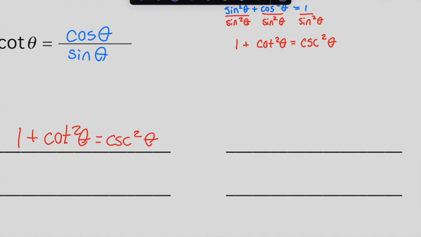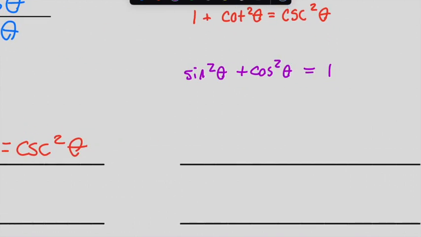Next, I want y'all to go and rewrite sine squared theta. I'm going to write it to the right again. Sine squared theta plus cosine squared theta equals 1. And this time I'm going to divide by something else. Any ideas what we might go back and divide by here instead of sine squared? You're actually going to divide by cosine squared. Yep. And when you do that, you're going to get something. I'm just going to go ahead and write it down in the blank down below there.